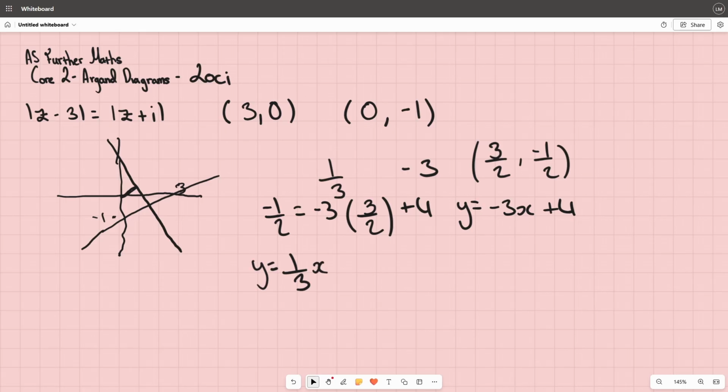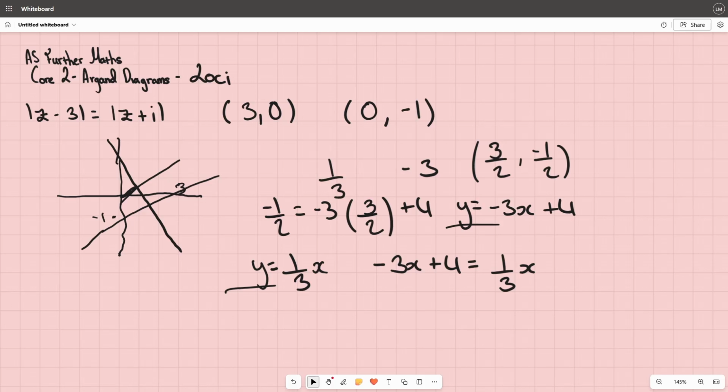Okay? And we have one value of y here and one value of y here. And we know that these two lines share a point, and that will be the point that is the smallest distance from the origin to the perpendicular bisector. So we can just sub this in, and so we have minus 3x plus 4 is equal to 1/3 x.